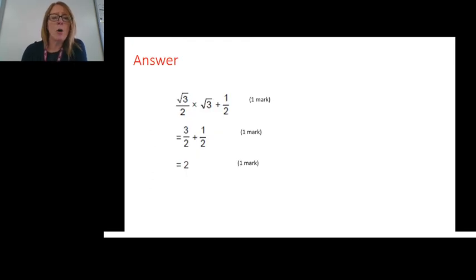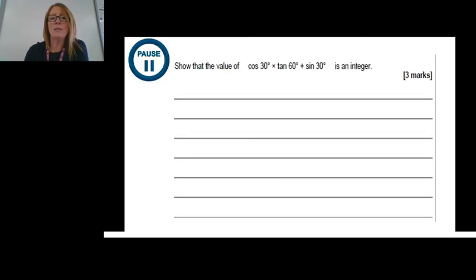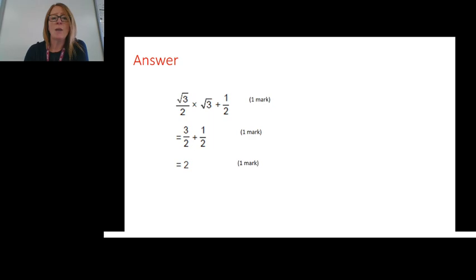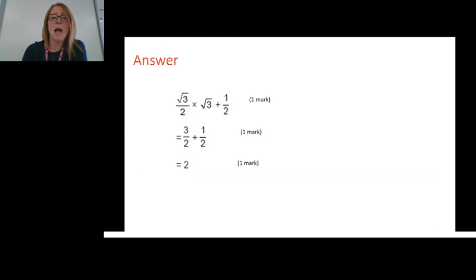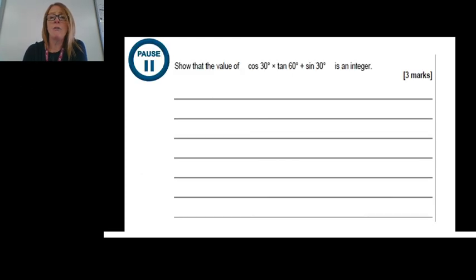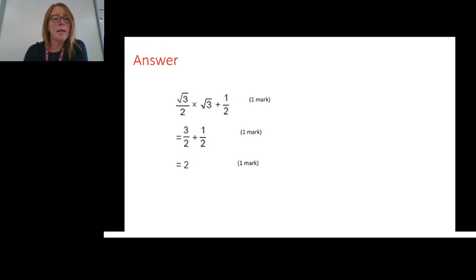Okay, so the 3 marks from that question come from, and I will keep flicking backwards and forwards. Okay, so root 3 over 2, well, that's the value of cos 30, and I'm multiplying it by root 3, which was the value for tan 60. I'm adding it to a half, which was the value for sine 30. Okay, so that would be for your first mark.